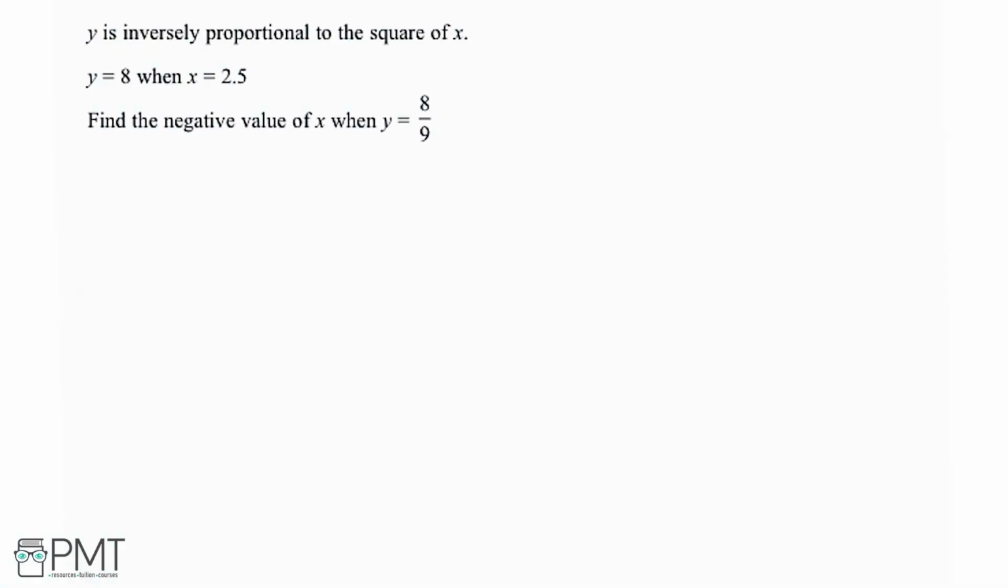y is inversely proportional to the square of x, and y equals 8 when x is 2.5, and we need to find the negative value of x when y equals 8/9. So the way we can write this statement formally, if we were saying that y is proportional to the square of x, so x squared, we'd write it like this. But we want it when it's inversely proportional, so we write it as y is proportional to 1/x squared. Because essentially the square of x is just a fancy way of saying x squared.